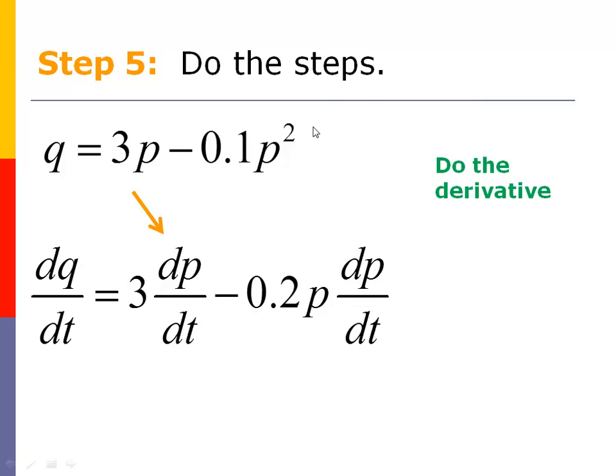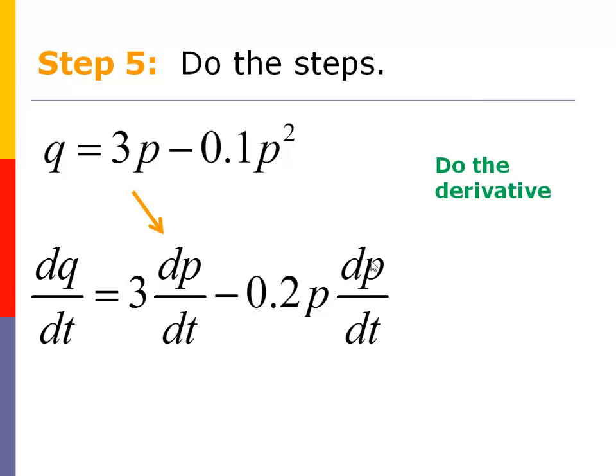And then for the second piece, the power rule says take that 2, bring it down in front, multiply. That's where the 0.2 is coming from. Subtract 1 from the power. So that's why we have a p to the understood first power. And then again, the next step is to take the derivative of the variable itself when your variables are not matching up, when they're related. So we've got a relationship going on here.